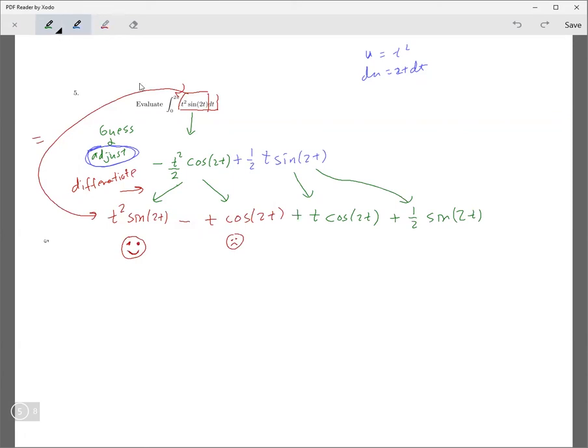Now this and this will cancel out. The reason that I chose this piece was because this gives me a piece that cancels that off. If I take the derivative of this whole thing, these pieces will cancel. But I get this piece, which is not so good. However, that's not a big deal because I can just take the derivative of this. If I take the derivative of that piece, the derivative of cosine is negative sine, but I'll have a 2 coming out, so that'll be minus 1/2 sine of 2t. And those will cancel.